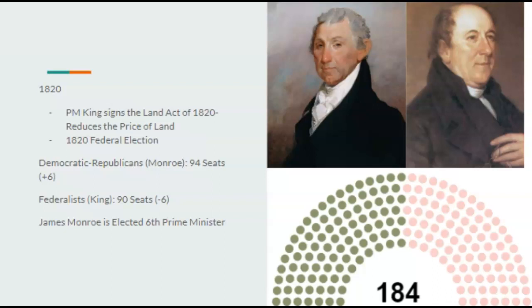However, he does get to sign the Land Act of 1820, which does reduce the price of land, which does help him take away some of the damage. And however, again, the Democratic Republicans would regain a majority in Congress, flipping 6 seats, a net gain of 6 seats. James Monroe leading the Democratic Republicans with 94 seats, and Rufus King and the Federalists at 90 seats. So the Democratic Republicans just flipped enough seats to regain a majority over the Federalists, and James Monroe is elected the 6th Prime Minister.